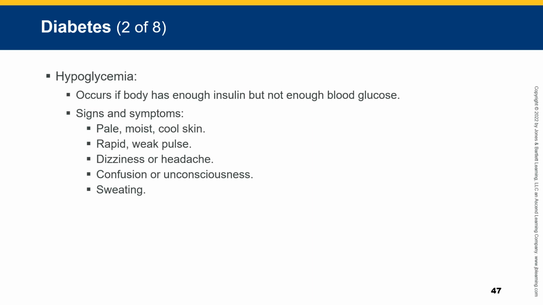Diabetes is a very serious medical condition. Two specific conditions can occur in conjunction with it: hypoglycemia and diabetic coma. Hypoglycemia occurs if the body has enough insulin but not enough blood glucose. An older term for hypoglycemia is insulin shock.